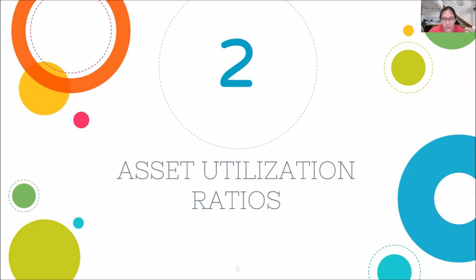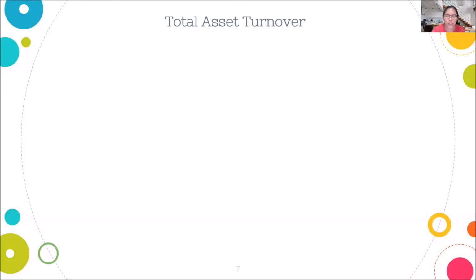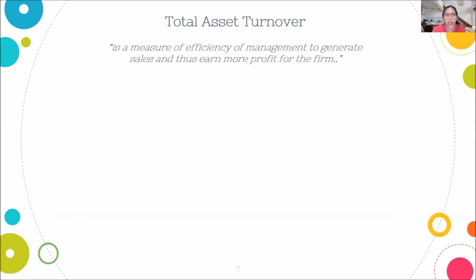So this ratio shows how efficient the company is in managing its assets to generate and maximize sales revenue. Okay, let's move on to the first one. The first is the total asset turnover. It measures the efficiency of the management to generate sales and thus earn more profit for the firm.